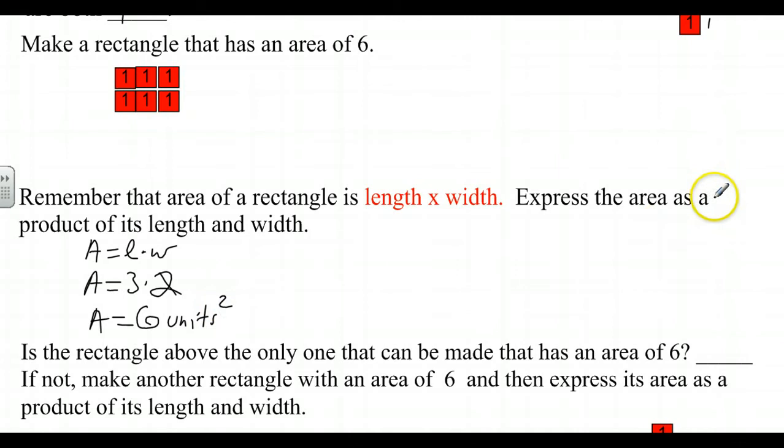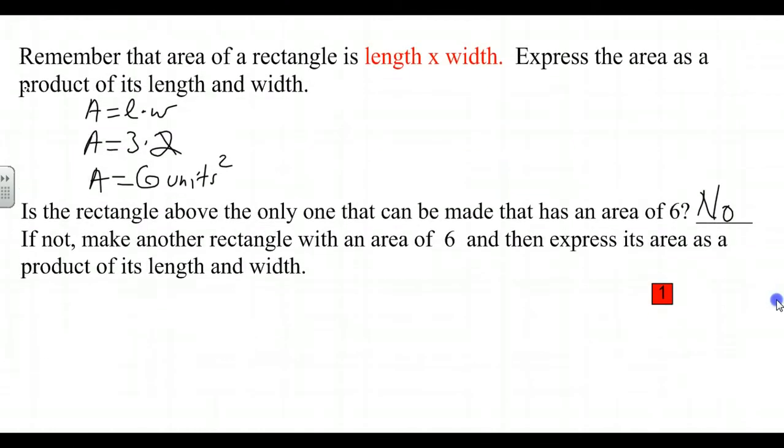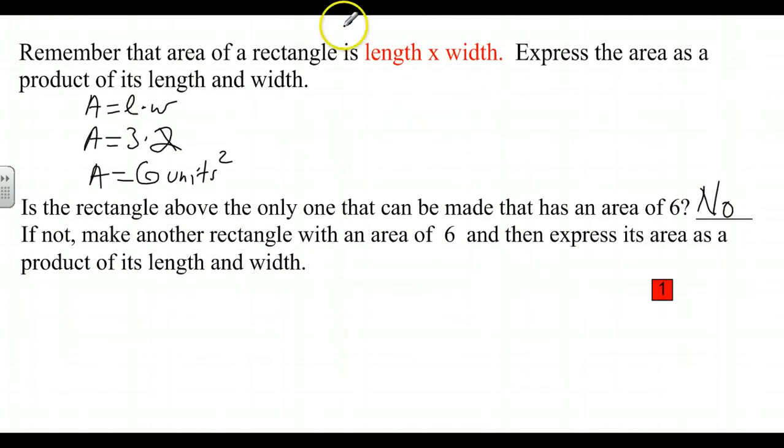Is the rectangle above the only one that can be made that has an area of 6? No. If not, make another rectangle with an area of 6 and then express its area as a product of its length and width. Okay.